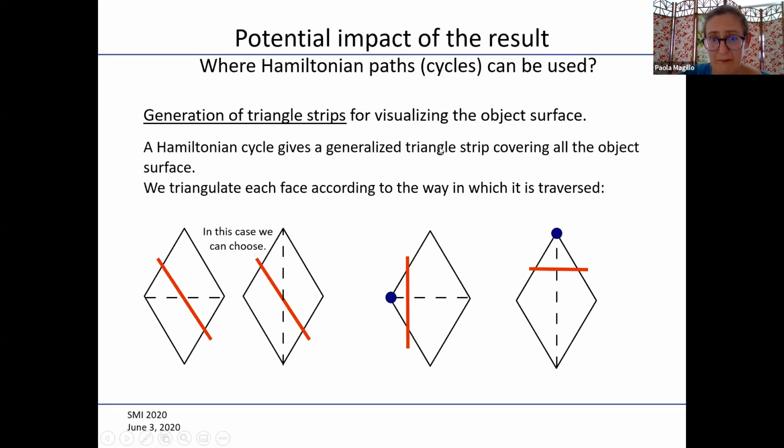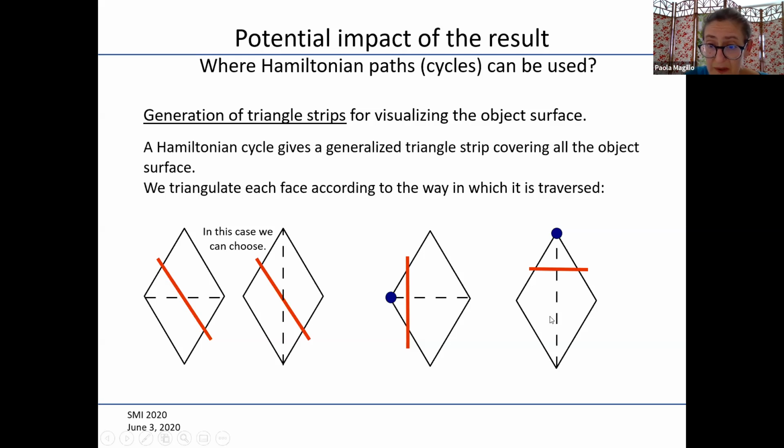One immediate possibility is the generation of triangle strips for visualizing an object on the surface of an object in the FCC grid. And this is easy because we just consider how each face is traversed by the cycle. We triangulate it in one of the possible ways. In this case, we have two possibilities. In the other cases, we have just one. And this gives immediately a generalized triangle strip covering all the object surface.